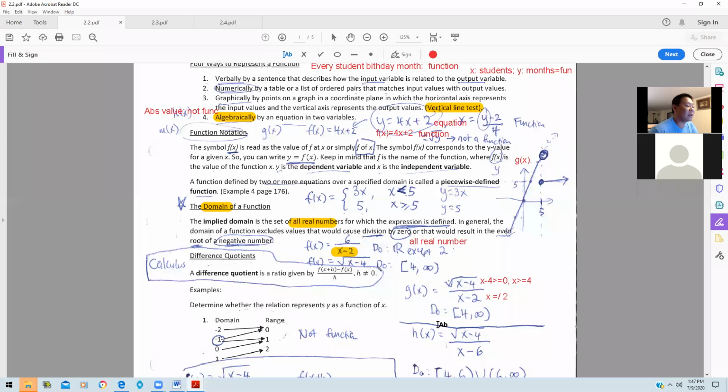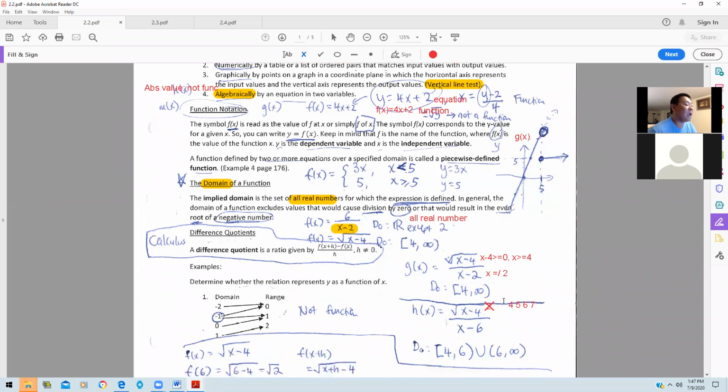So imagine that this is your number line here. This is 4, and then 5, 6, 7, and then this is 2 over here. This function says 4 and above, so anything above 4, and then the bottom part says you cannot have 2. Since you cannot have 2 here, but you can have all the numbers from 4 and up, your domain here is 4 to infinity.